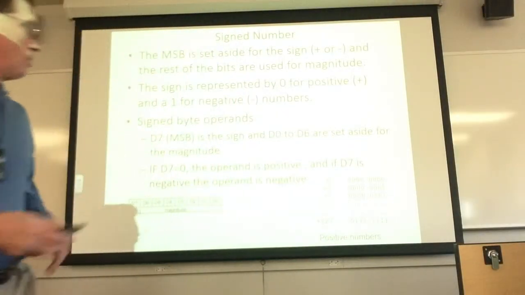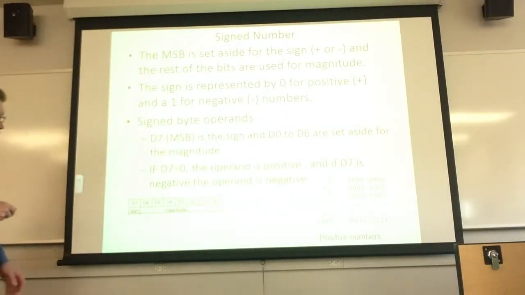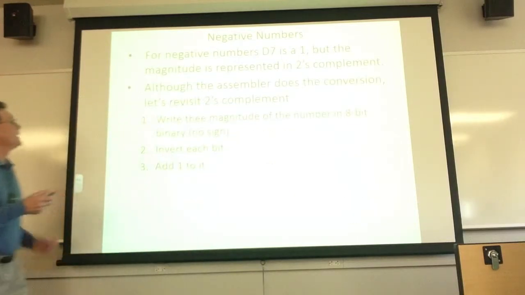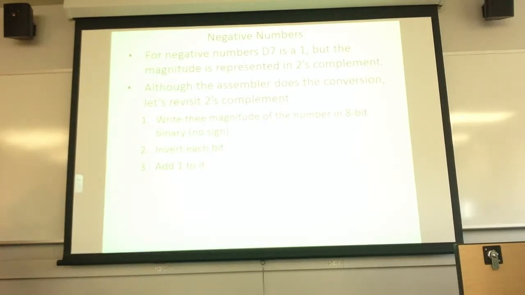All right, so again, what we're going to look at is, if we look at the D7, it's just going to be the sign bit. We have these guys for magnitude. Now, for unsigned numbers, this is what we have from 0 up to 127, okay? For negative numbers, again, D7 is a 1, but the magnitude is going to be represented as a 2's complement, okay?